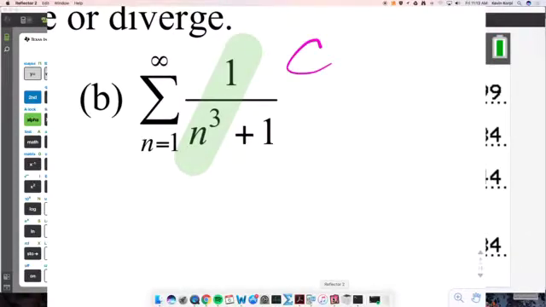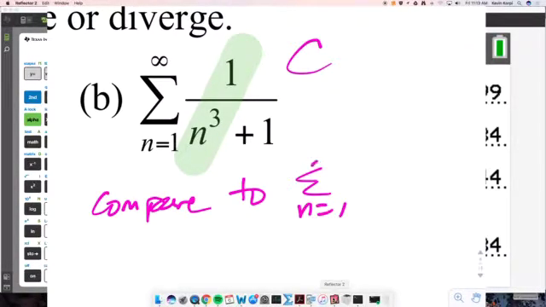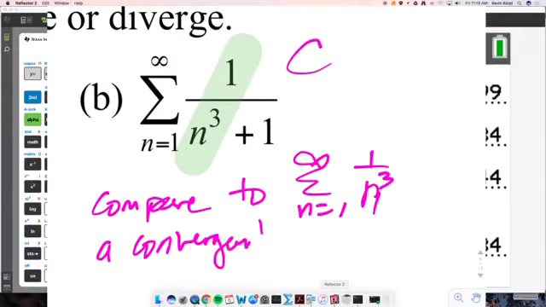This looks so close to a p-series, doesn't it? So close. If that plus 1 were gone, it would be a convergent p-series. So if you had to prove it, because it is so close to a p-series, you would probably want to use the direct comparison. So let's compare to 1 over n cubed, which would be a convergent p-series.